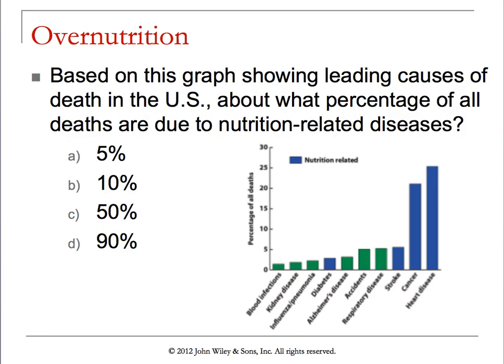Overnutrition. So based on this graph on the right-hand side of the slide, the graph shows leading causes of death in the United States. About what percentage of all deaths are due to nutrition-related diseases? Now again, you can see the nutrition-related diseases are in blue. So is it 5%, 10%, 50%, or 90%?